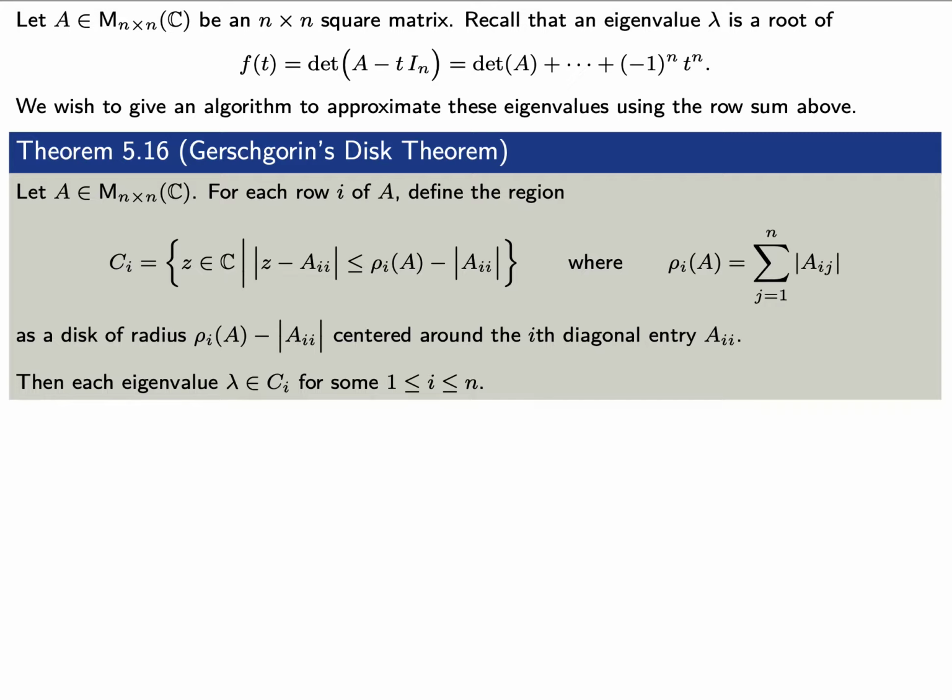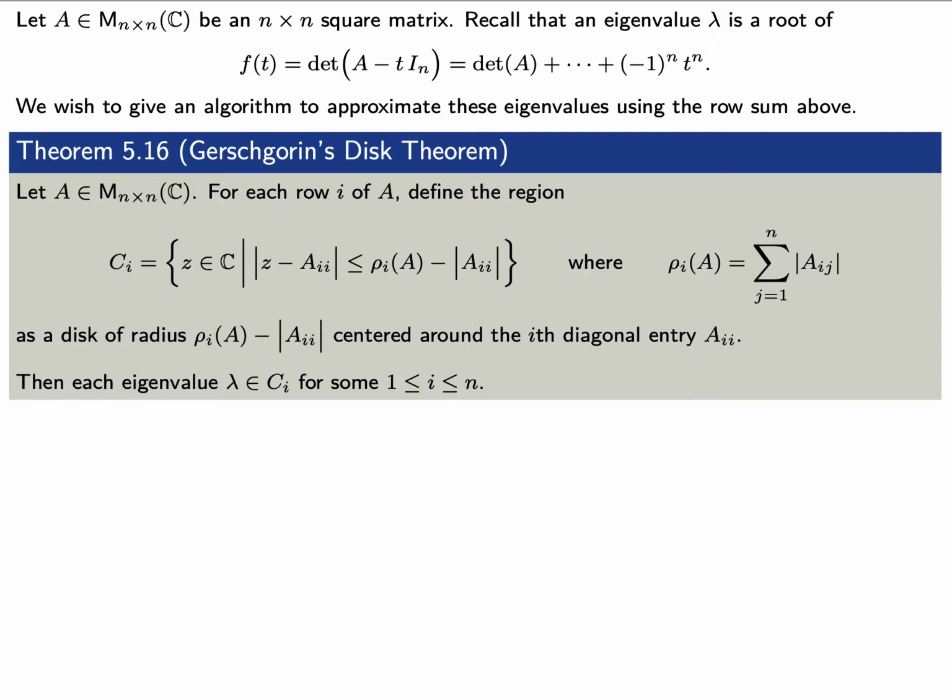Again, let's let rho of A denote the sum over the absolute value of the entries in row i. We'll also denote a_ii as the entry along the ith diagonal of our matrix A. We'll denote C_i as that disk that consists of those complex numbers z such that, in absolute value, z minus a_ii is less than or equal to rho_i minus the absolute value of a_ii. This is actually a disk of radius rho_i minus |a_ii| centered around this entry a_ii.